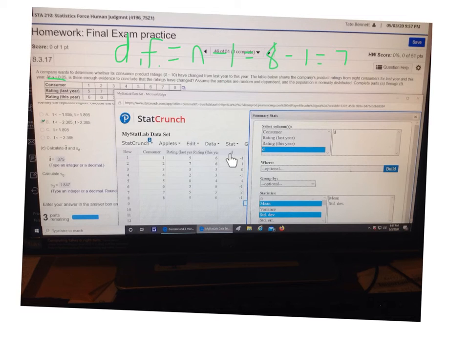I called it D. Now, how do you calculate these in StatCrunch? If you click on Stat, you select Summary Stats. Then you pick your column D, and then I chose Mean and Standard Deviation. Then at the bottom, you click Compute, and in my particular case, it gives me 0.375 and 1.847. So, hope this helps.